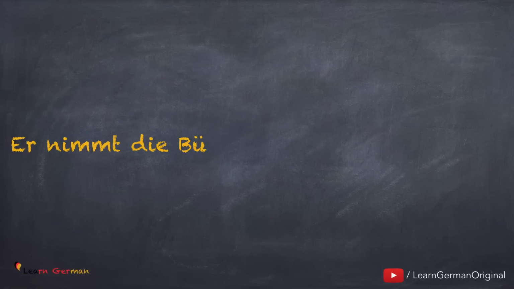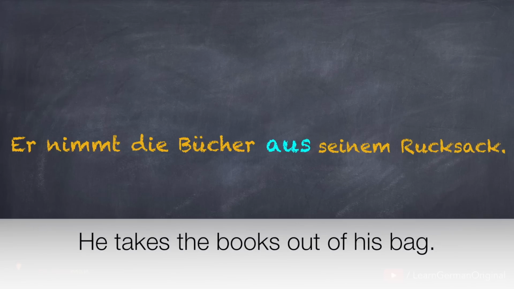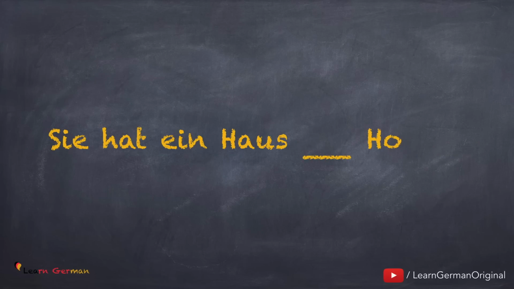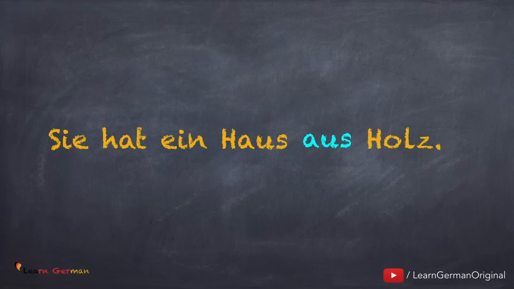Here's the next one. And your answer should be nimmt die Bücher aus seinem Rucksack. Now, since the books were inside his bag, you will use the preposition aus. Let's move on to the third sentence. And your answer should be Sie hat ein Haus aus Holz. Whenever you're talking of material, you have to use the preposition aus.